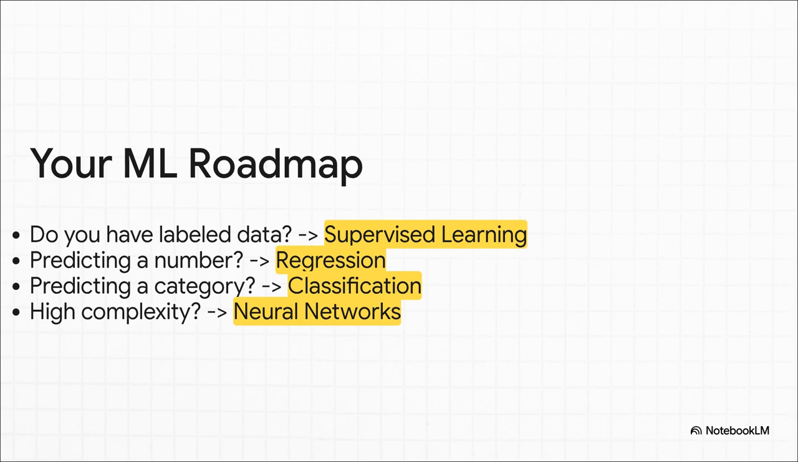Am I predicting a number or a category? Is my problem super complex, like image recognition? Just by answering these, you can navigate the whole machine learning landscape and get a pretty good idea of which tools are right for the job. See? It's not about memorizing 100 algorithms. It's about knowing how to ask the right questions about your problem.